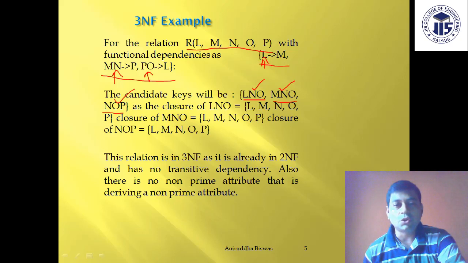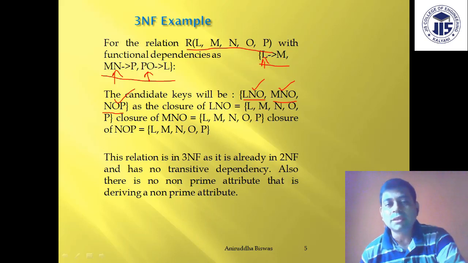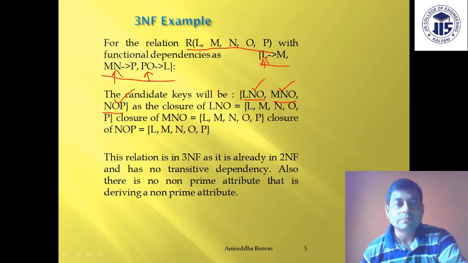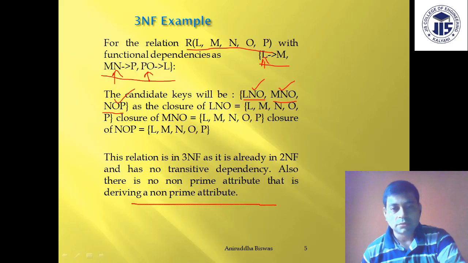Also, there is no non-prime attribute that is deriving a non-prime attribute. So there is nothing which can be causing that the relation must not be in 3NF. So there is no anomaly like that. So there is no problem to say that this relation R is in 3NF. If there was, let's say, a transitive dependency, then we could oppose that it is not in 3NF, but that is not present. That means the transitive dependency is not there.